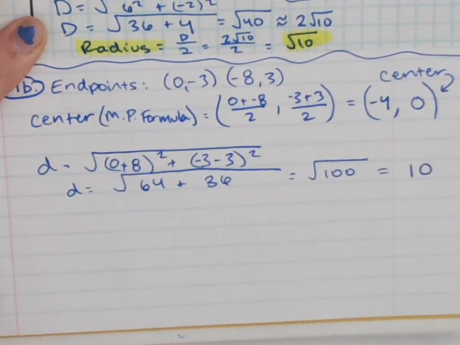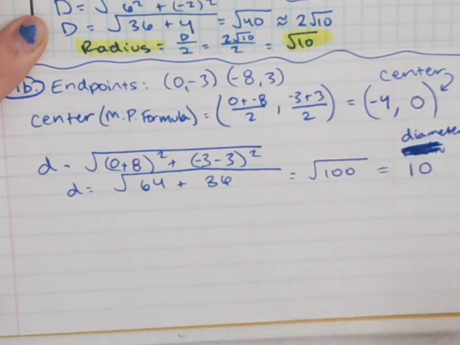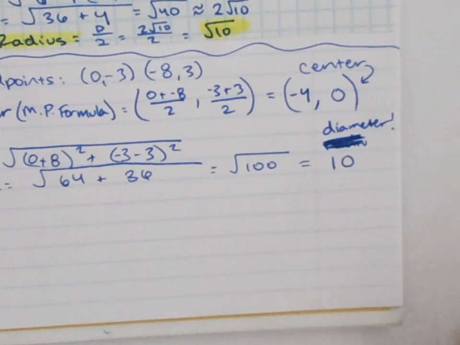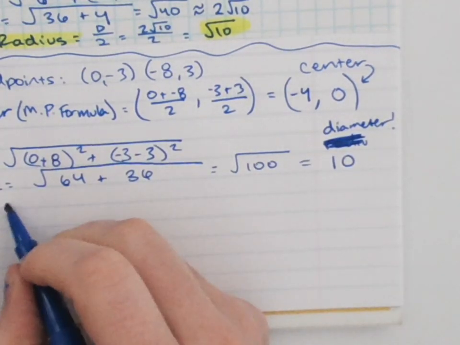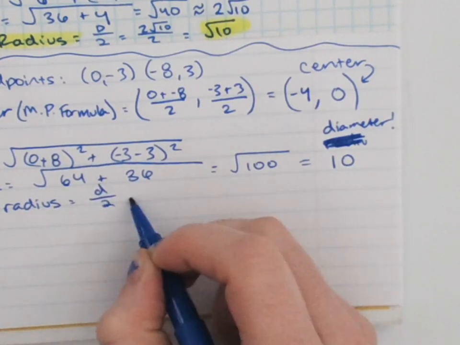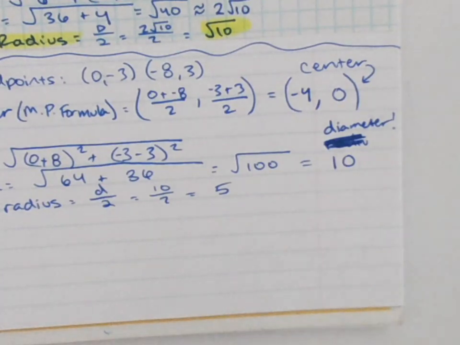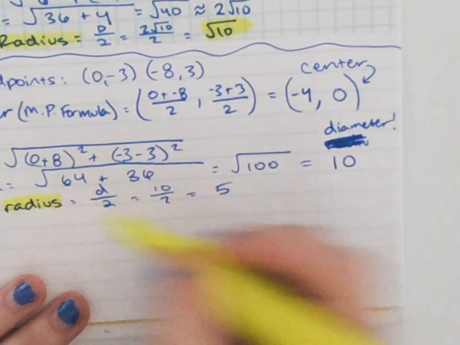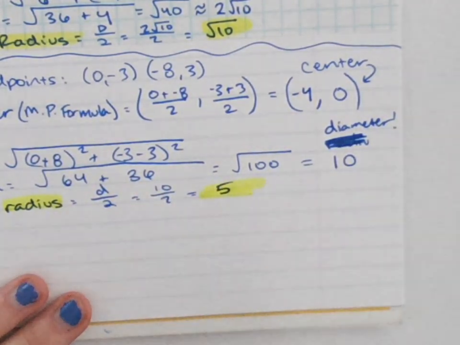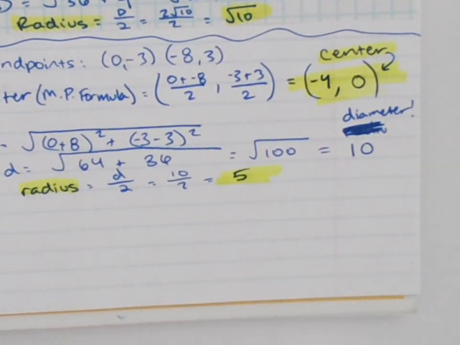Okay, so we found our radius. Oh, no we didn't. We found our diameter. So if we want our radius, it's the diameter divided by 2, so we have 10 over 2, which is 5. Whew, almost lost that one. So radius is 5, and we have our center at (-4, 0).